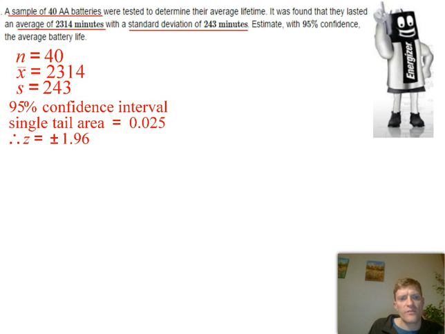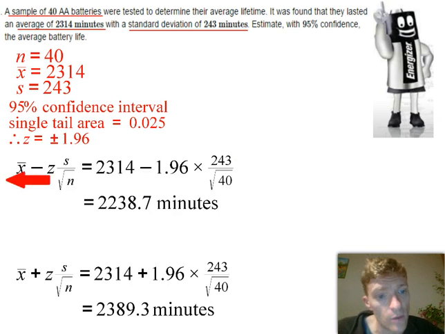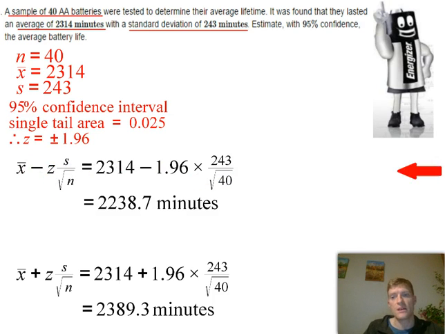So for our 95% confidence interval, in our single tail area of our curve, we're getting this 0.025 as an area, as our probability. And that corresponds to these z-score numbers. So that can be done on our inverse norm function on the CAS calculator. Okay, so we have to calculate the lower bound and the upper bound. So the lower bound is our x bar minus z times, here it is, our sample standard deviation of the sample mean.